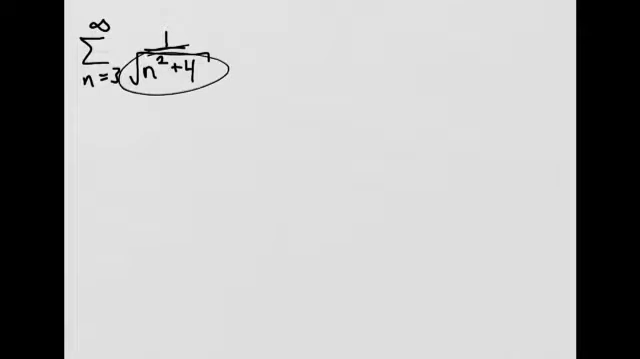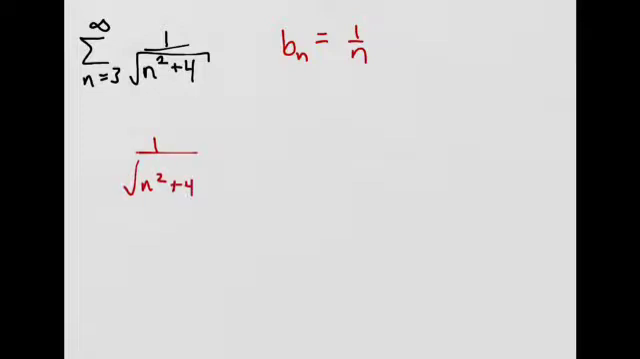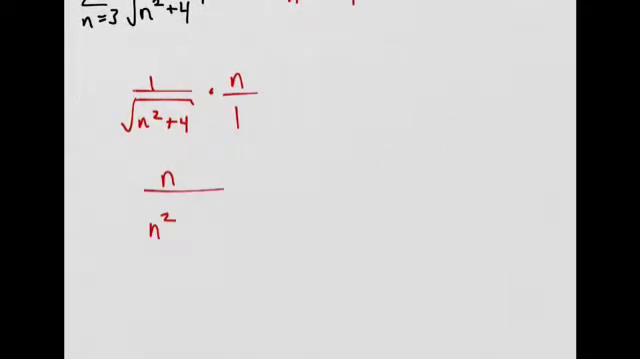I notice that on the bottom, it's the square root of n squared. So the square root of n squared, that's just going to be n. So my b sub n is going to be 1 over n, because that's the square root of n squared. Now let's compare it. So I have this, n squared plus 4, and I'm going to multiply by n, because I'm dividing by 1 over n anyway. And now I have n in the top, and n squared plus 4 underneath the radical in the bottom.